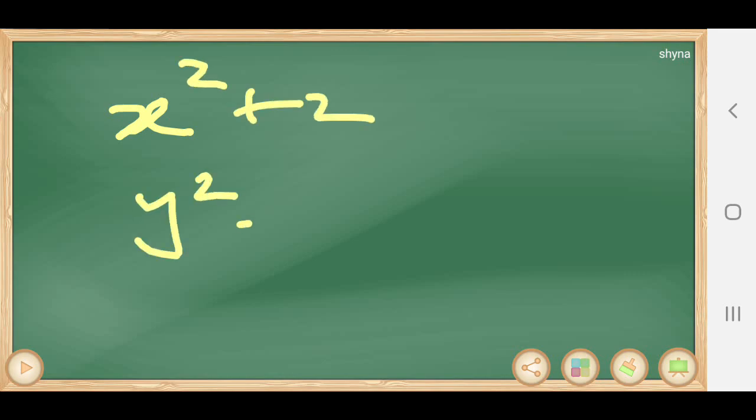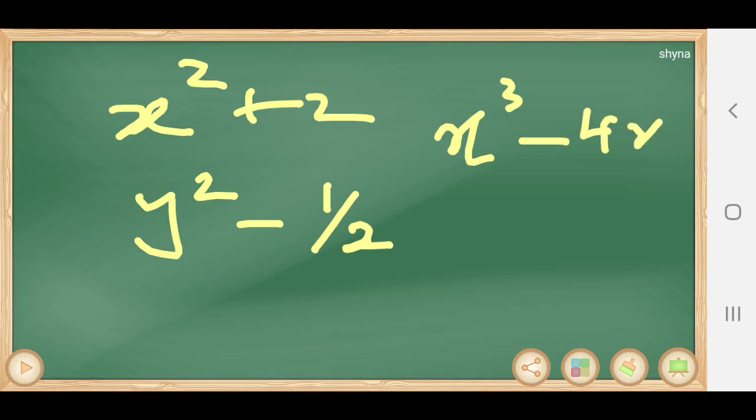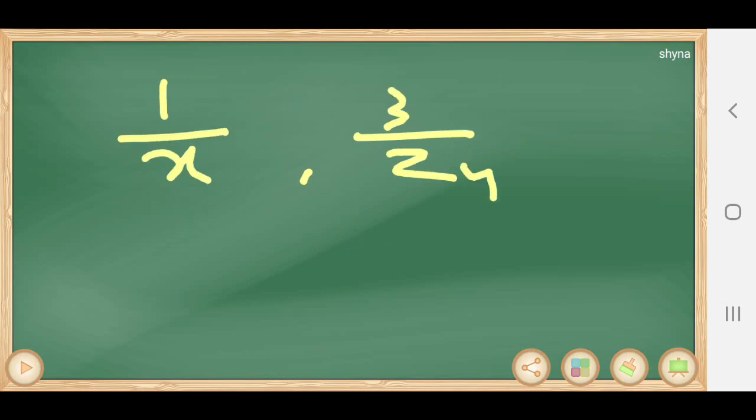That is a polynomial. That is a polynomial means its degree should be positive, or its exponent should be positive. x square plus 2, y square minus 1 by 2, or x cube minus 4x. These are all examples of polynomials. Then 1 by x, 3 by 2 y square.